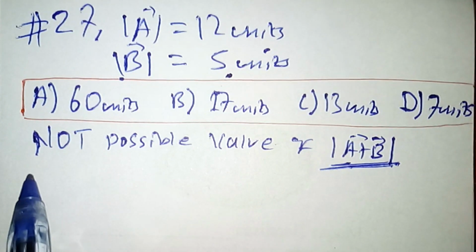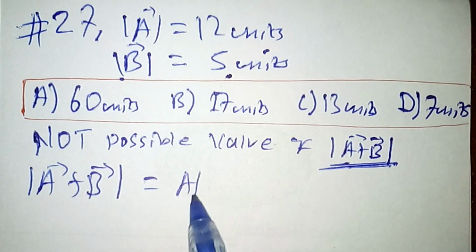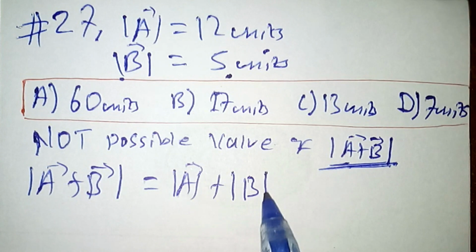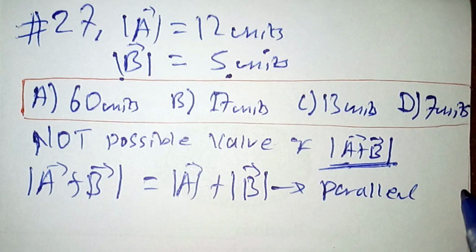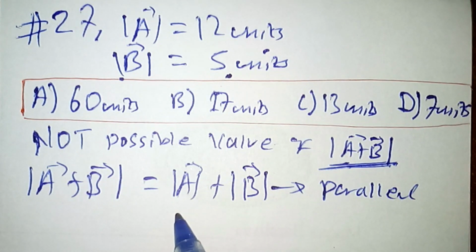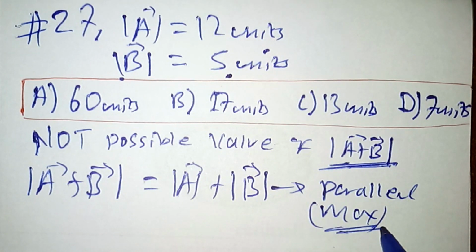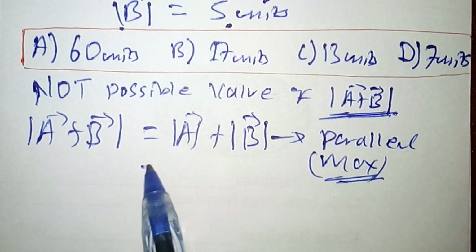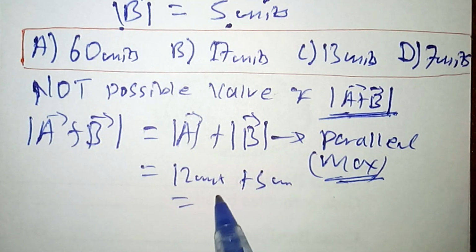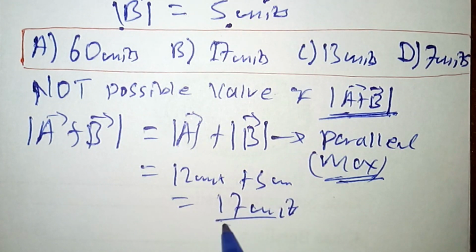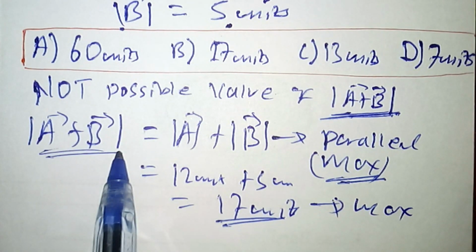So the magnitude of A plus B is equal to the magnitude of vector A plus the magnitude of vector B if the vectors are parallel. If A and B are parallel, that means this is the maximum possible value that we can get from the magnitude of the sum of vectors A and B. So this is equal to 12 units plus 5 units, which is equal to 17 units. So this is the maximum possible value of the magnitude of the sum of the vectors.